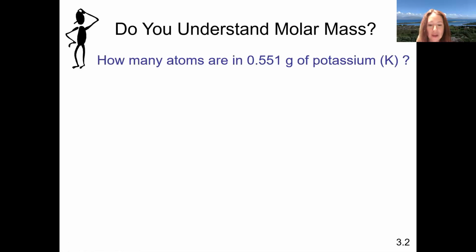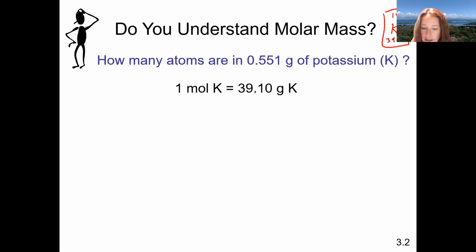Okay, so now let's look at how we use molar mass. We're going to incorporate a little bit of stoichiometry while we're doing this. So let's just do potassium. If we look at our periodic table, here's K, 19, 39.10. So this number on the periodic table means this: 1 mole of K weighs 39.1 grams, right? That's what this decimal number means.